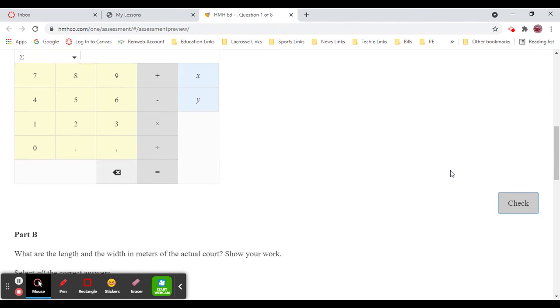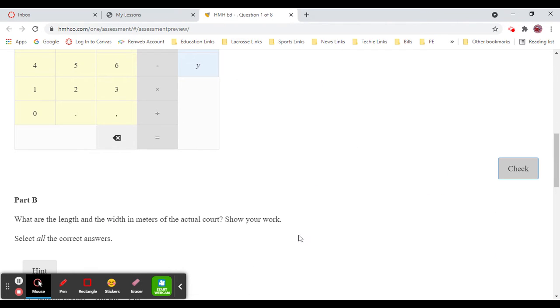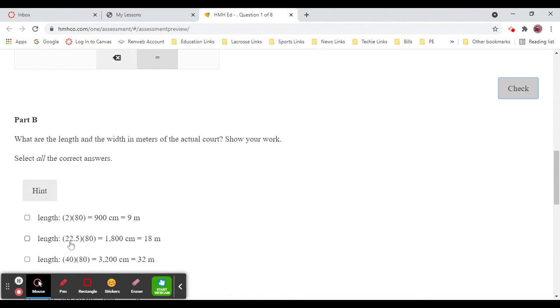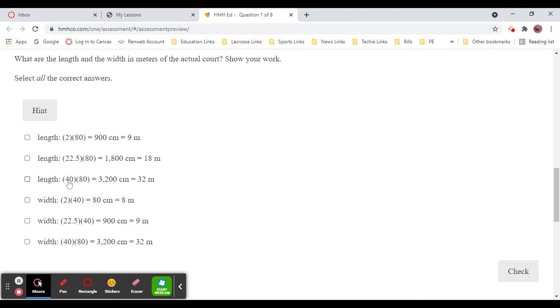Likes it. Now, what are the actual lengths? So again, I'm going to take my sides and I'm going to multiply them by 22.5. So 22.5 times 80 and 22.5 times 40. Okay, so 22.5 times 80 is 1800 centimeters and 22.5 times 40 is 900 centimeters.